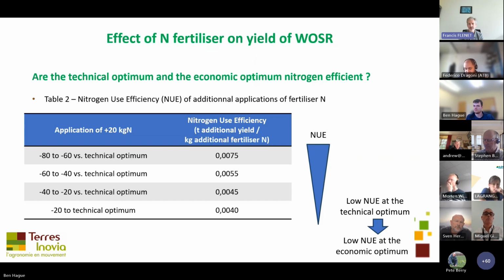The nitrogen use efficiency decreased the closer you got to the technical optimum. It means that at the technical optimum, we had a low nitrogen use efficiency. And we also got a low nitrogen use efficiency at the economic optimum, because the economic optimum was even greater on average than the technical optimum. Next slide, please.